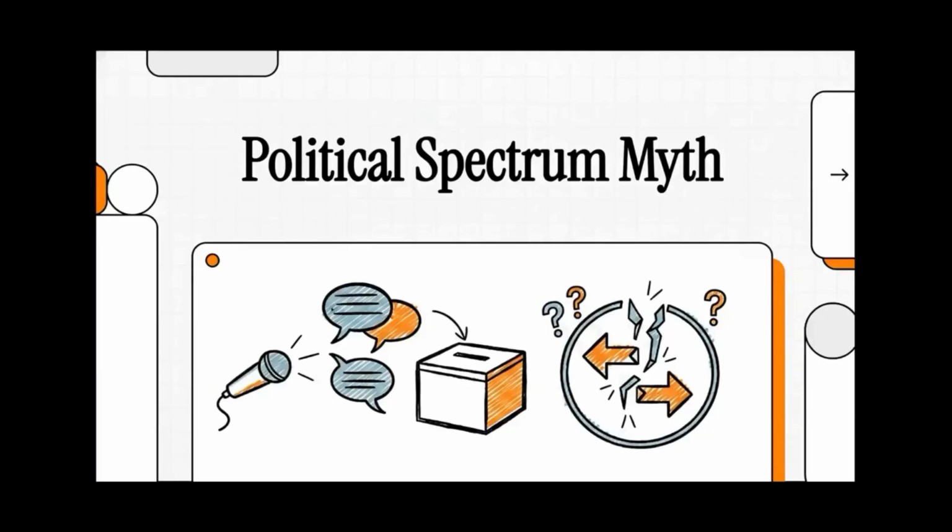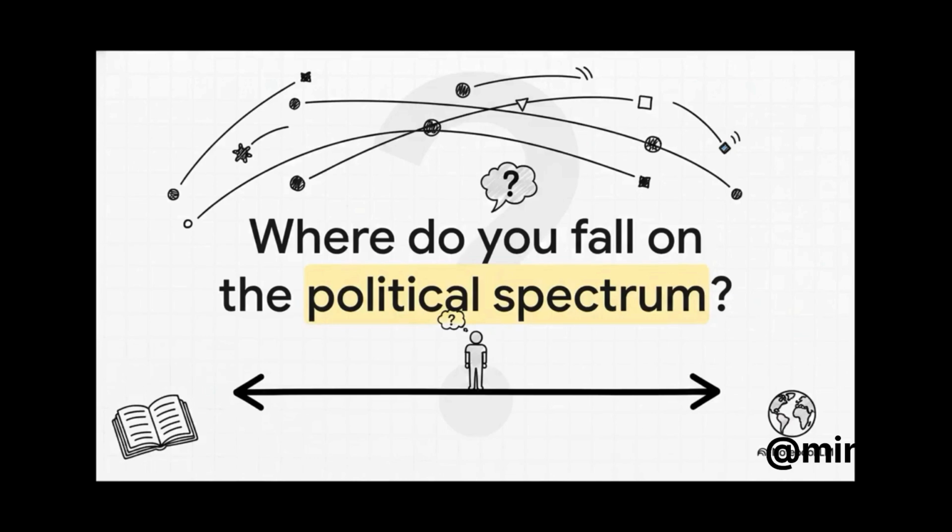We hear it from our families, and we definitely feel it in the voting booth. But what if the very foundation of how we categorize these beliefs is totally flawed? Let's put it to the test. So where do you fall on the political spectrum?